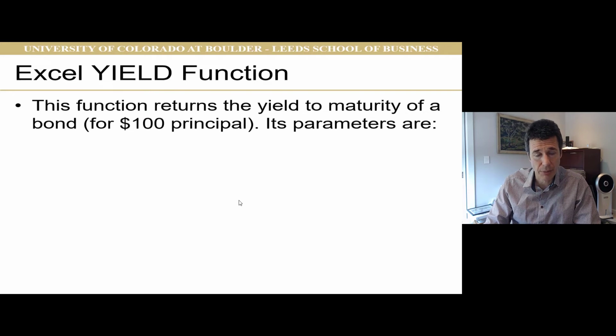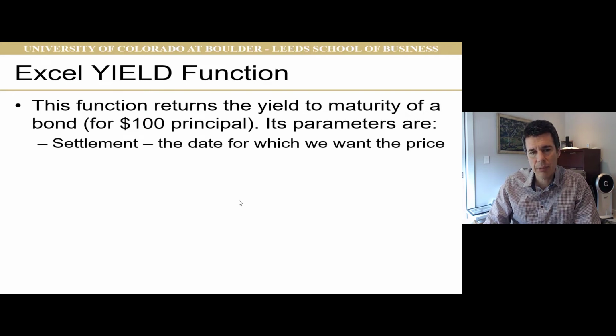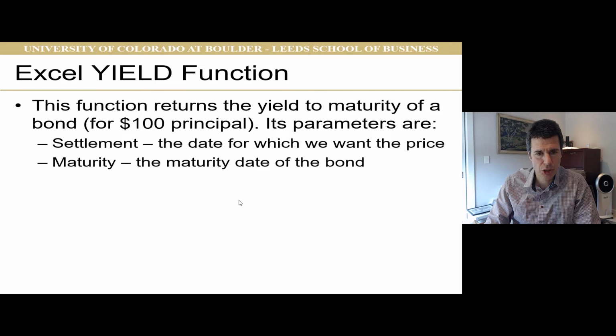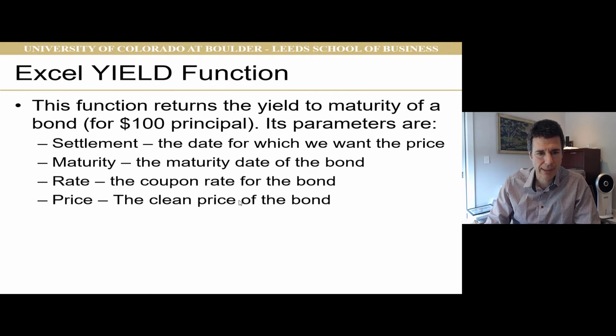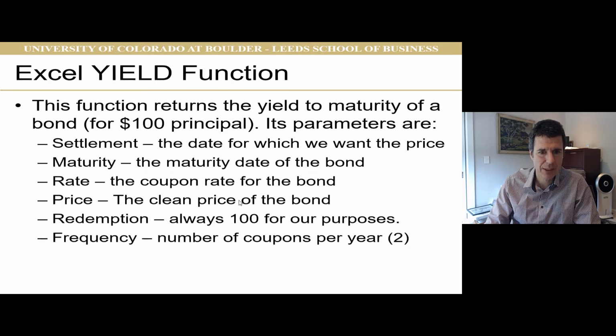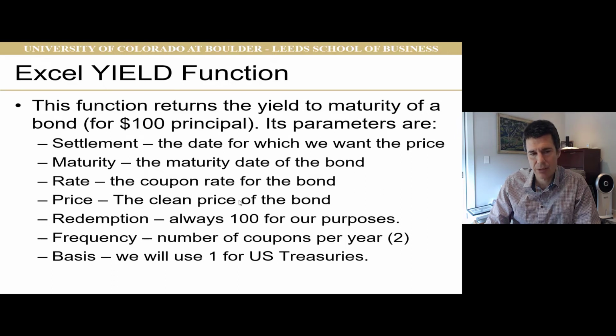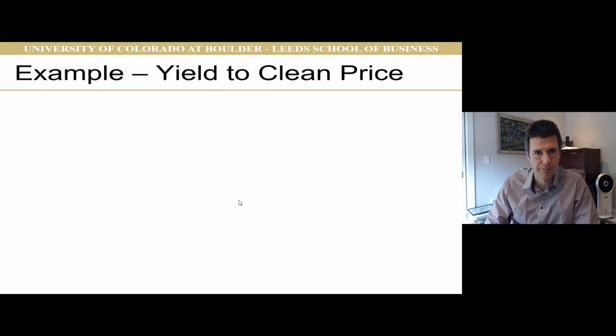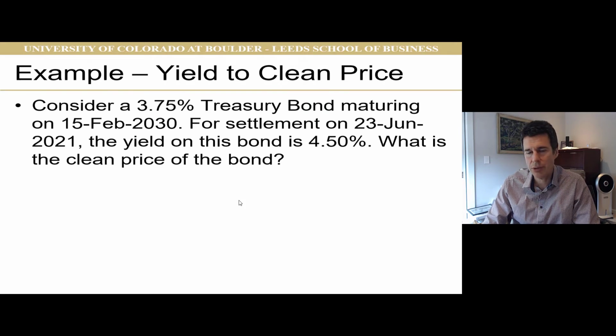The yield function returns the yield of a bond. Its parameters are settlement, maturity, rate, price, redemption, frequency, and basis. So again, redemption is always 100 for our purposes. This takes the clean price and converts it to the yield. So we can do yield to clean price.